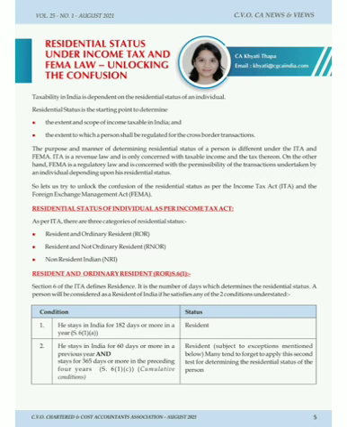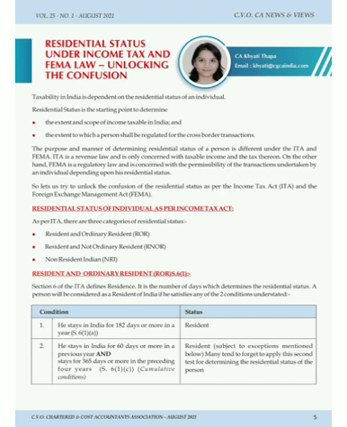ITA is a revenue law and is only concerned with taxable income and the tax thereon. On the other hand, FEMA is a regulatory law and is concerned with the permissibility of the transactions undertaken by an individual depending upon his residential status. So let us try to unlock the confusion of the residential status as per the Income Tax Act, ITA, and the Foreign Exchange Management Act, FEMA.